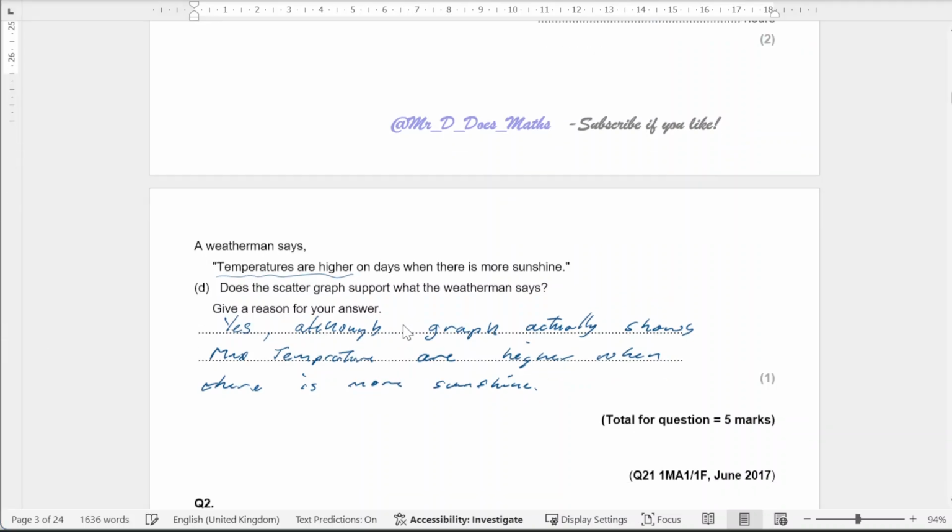Okay, question 2. Table shows information about the daily rainfall in the town for 60 days. Draw a frequency polygon for this information. So frequency polygon, we're going to draw in a specific way. We need to plot our frequencies at our midpoints.